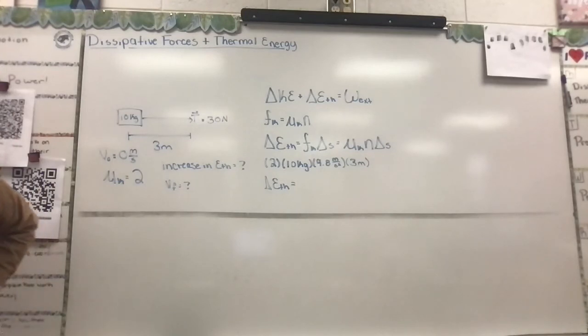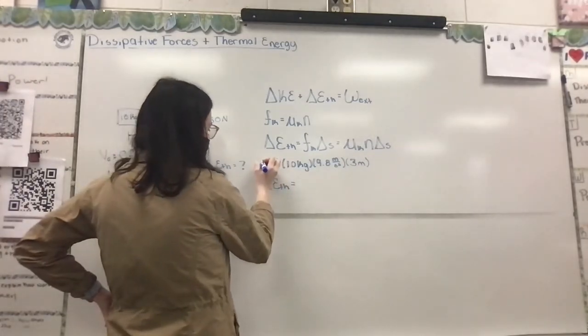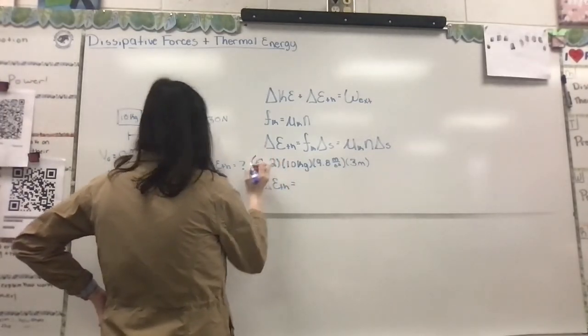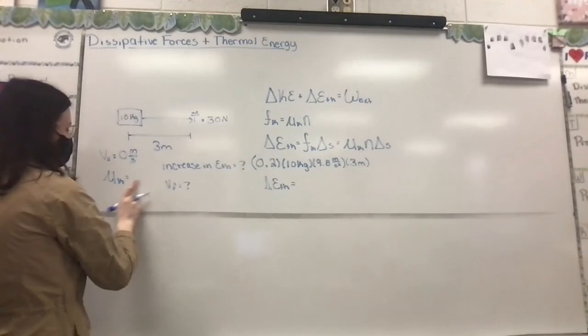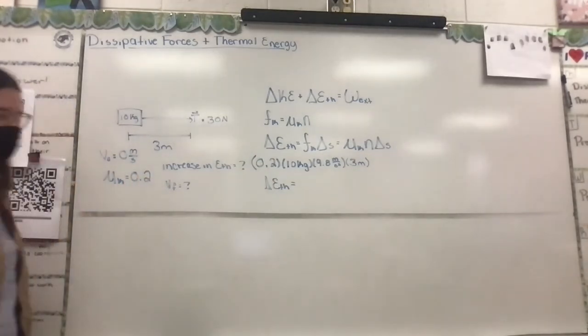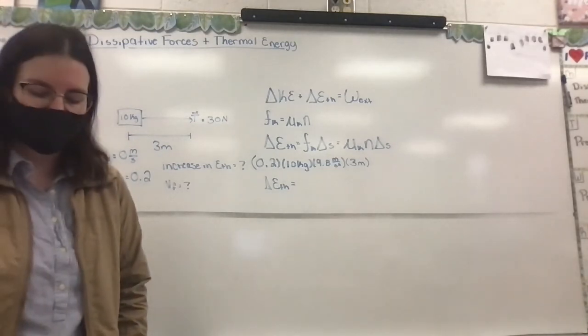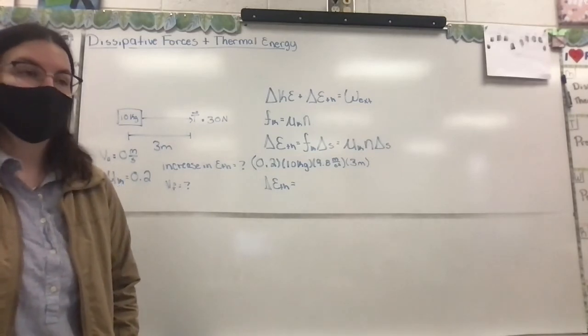Oh, crap. I gave you guys the wrong thing. I thought that was too big for a coefficient of kinetic friction. So sorry, guys. It's supposed to be 0.2. That's my bad. It was never supposed to be over 1. I was like, why did I write 2 in my example? And then in all my math, I have 0.2.